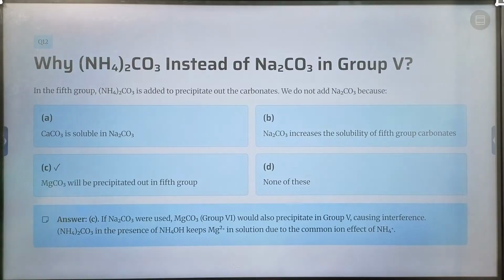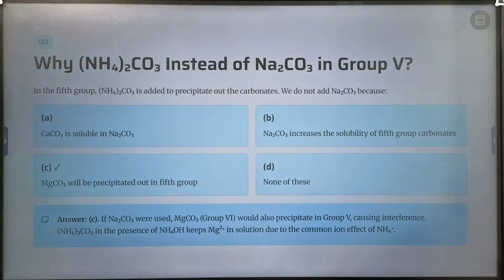So next question, why is ammonium carbonate instead of sodium carbonate added in group 5? Why do you have to add ammonium carbonate, not sodium carbonate? Sodium carbonate is also a reagent, right? Why are you not adding sodium carbonate? If you add sodium carbonate, what will happen?